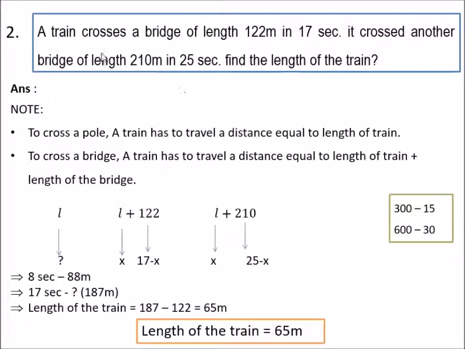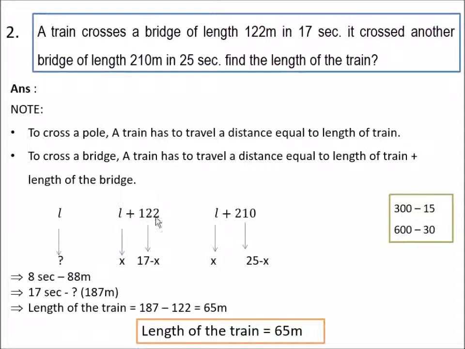And coming to the second question, a train crosses a bridge of length 122 meters in 17 seconds. It crossed another bridge of length 210 meters in 25 seconds. Find the length of the train. This question is similar to the previous question. Here we need to find the length of the train. So we need to find out the time taken to cross the length of the train.